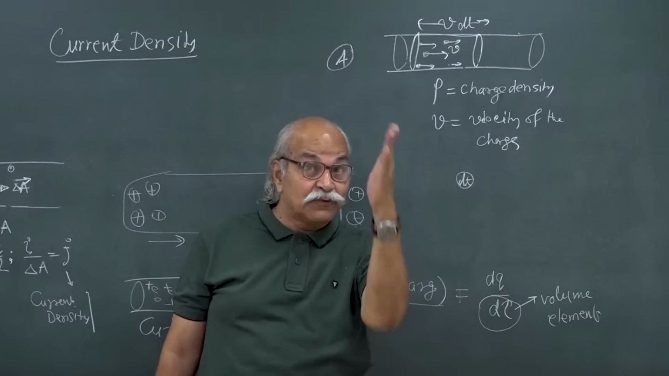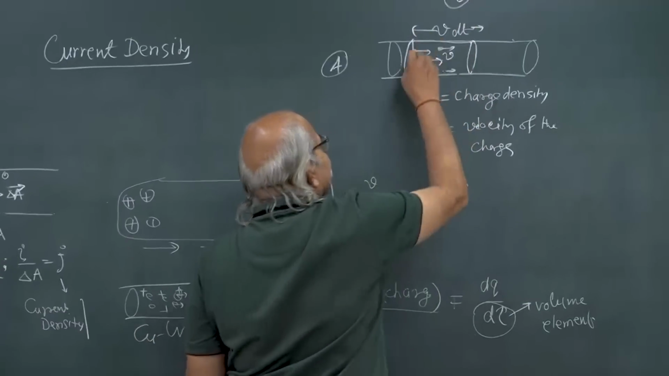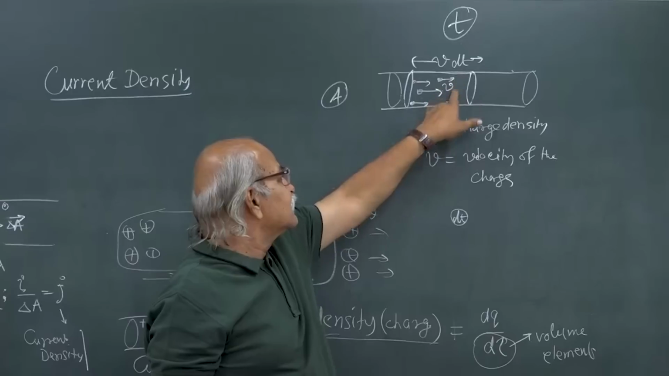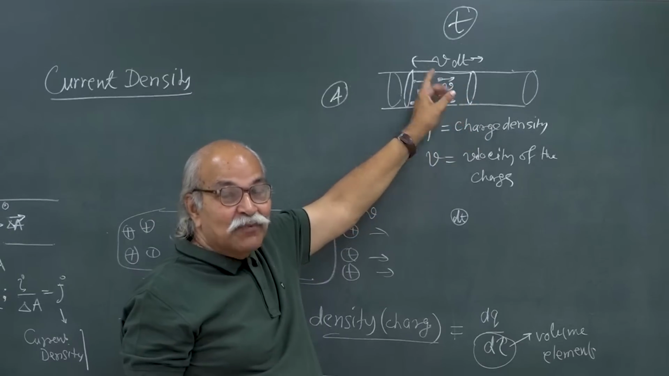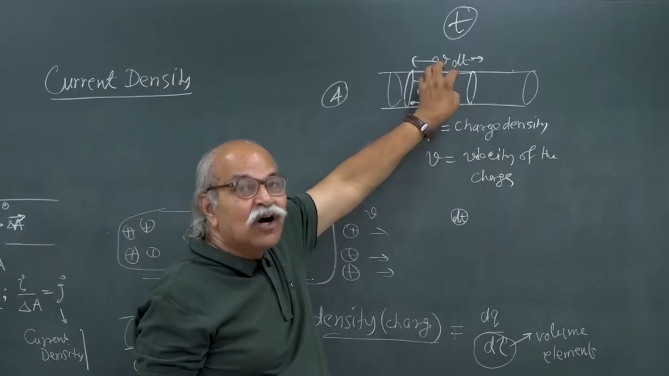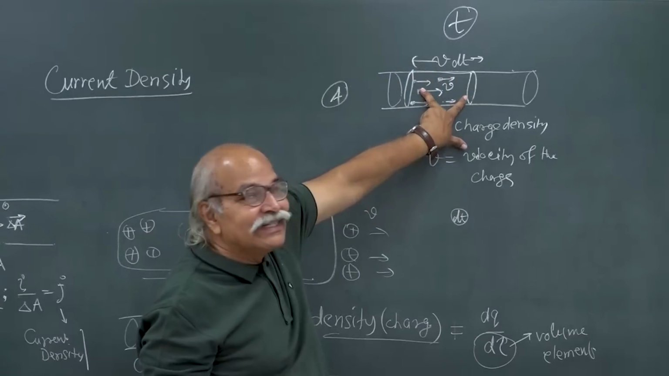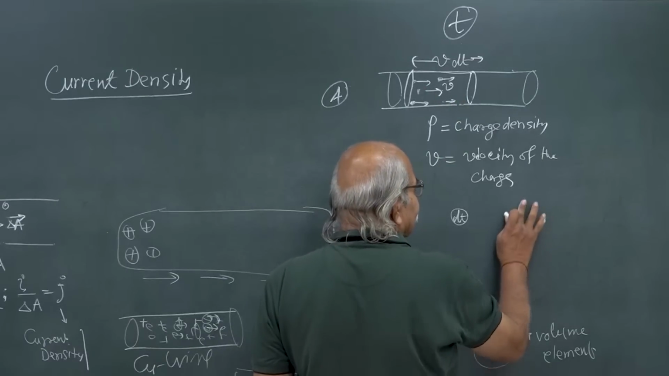Okay, at one instant t, at time t, what is happening? At time t, this charge is here, this charge is here, this is here, this is here, this is here, this is here. At time t, how much is the total charge contained in this cylinder? That charge, let's call it delta q.